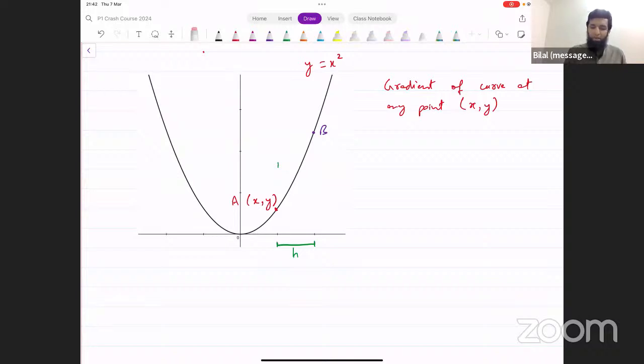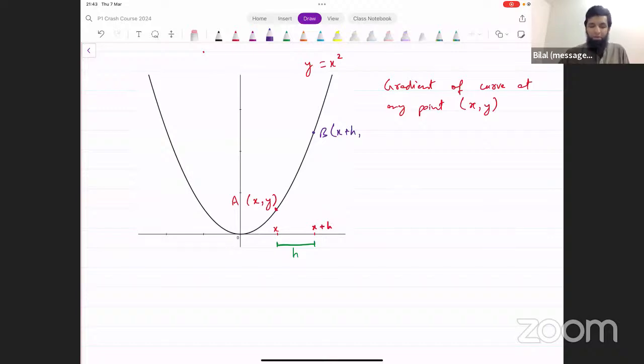Okay. Now, if the x coordinate of the first point was x, what about the x coordinate of the second point? Can you think of that? If the x coordinate of the first point was x, what would be the x coordinate of the second point in this case? Yes, it can be x plus h. Right? This is x. You can add h to that, and that gives you x plus h. Right? That's the x coordinate of the point B. So we can write it like this. We can say the x coordinate of B is x plus h.